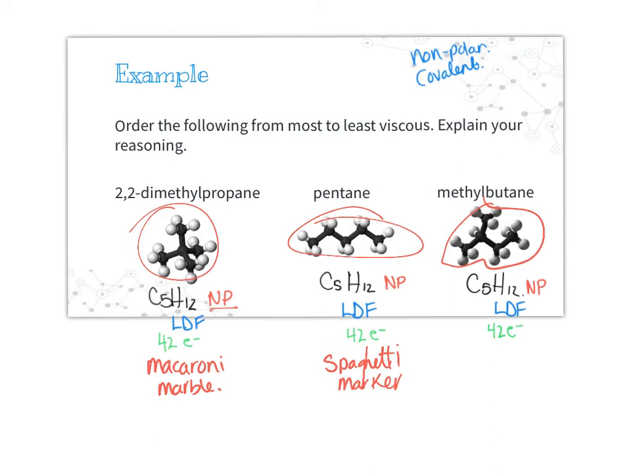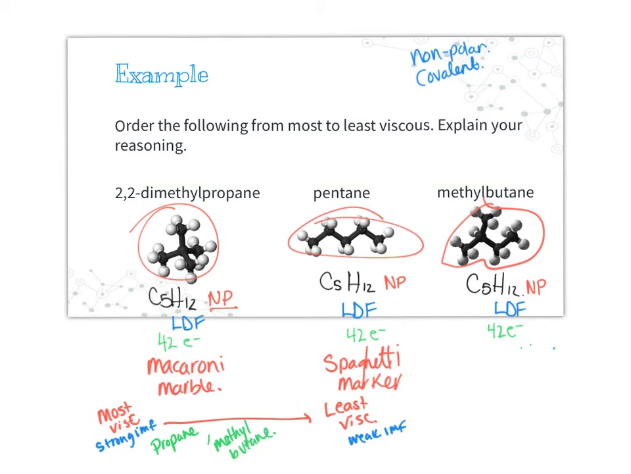All right, so most viscous to least viscous is what we want to write. To be quite viscous means it has strong intermolecular forces, and to be not very viscous means it has weak intermolecular forces. Something with the strongest intermolecular forces has the greatest surface area. So our spaghetti or marker compound has the larger surface area for attractions. Therefore, pentane will be the most viscous. In between will be this methylbutane.